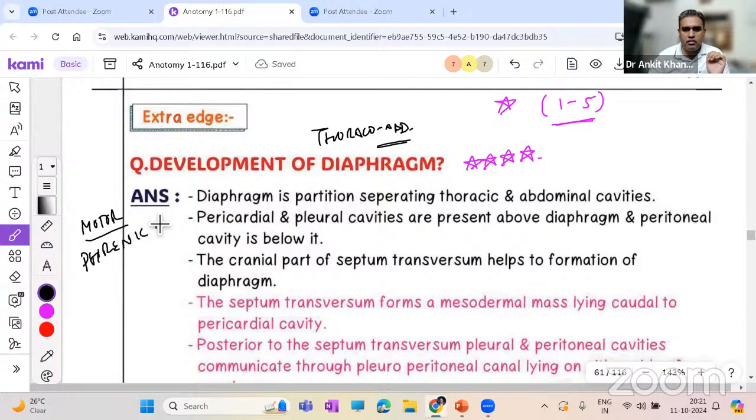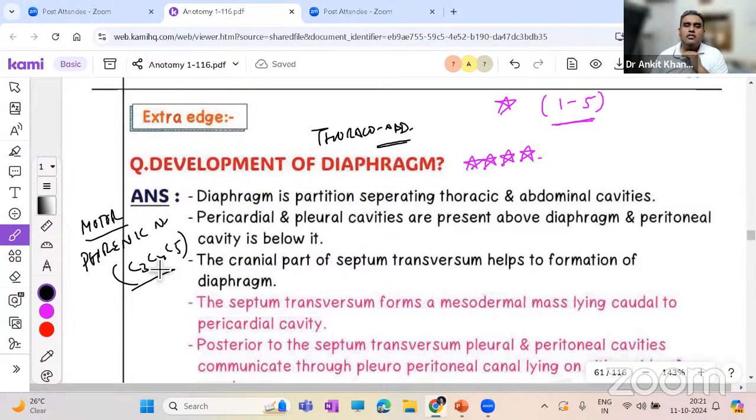Phrenic nerve. The root value is C3, C4, C5. This is the reason. Because now in an adult body, we see the diaphragm is lower down below the lungs. And somehow you feel, why is this nerve coming from here and supplying it? It is at risk. The reason is it begins from here. Then you might ask, then why, sir, did it go down? It didn't go down on its own.